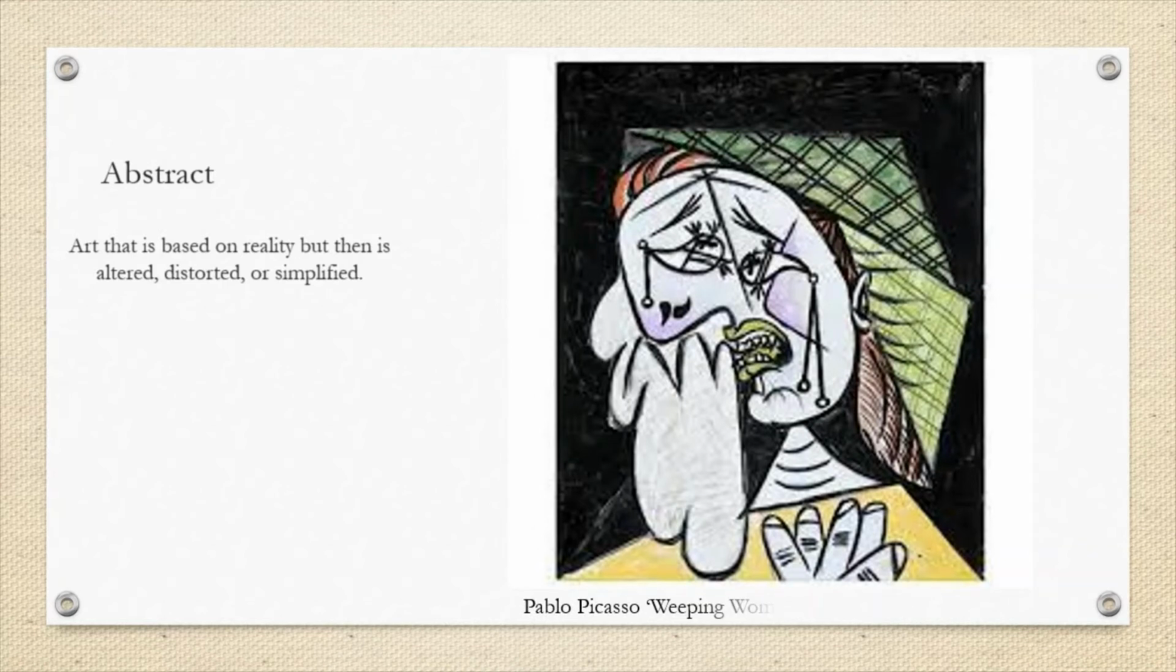The next category is abstract art. This is art that is based on reality, but then it's altered or distorted or simplified, or all of them. For example, this painting by Pablo Picasso is Weeping Woman with a Handkerchief. This was painted in 1937. With this painting, Picasso has taken a human figure and simplified, distorted, and altered it. So he did all three with this one. You might not know that it was a woman, except for the title.